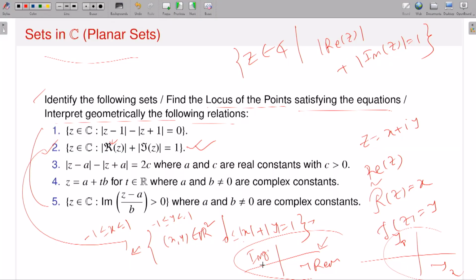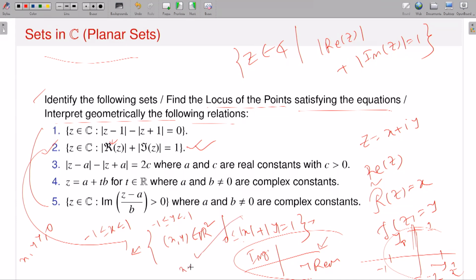So what will happen in the plane? This should be minus 1, this should be 1. This is plus 1, this is minus 1. What is that set? If both x and y are positive, that means they are in the first quadrant, then what will this equation give you?